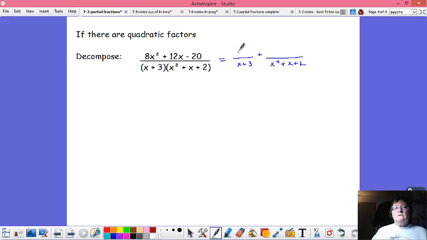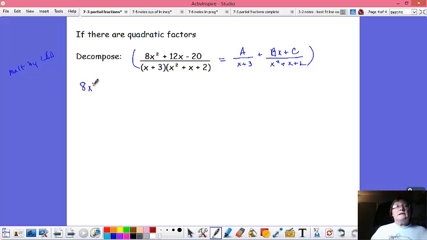The difference comes in the numerators. We're going to put A here, and this piece will be Bx plus C. Okay, from here the process is the same. We're going to multiply by the LCD, which is the denominator of this thing. And you guys know the drill by now.